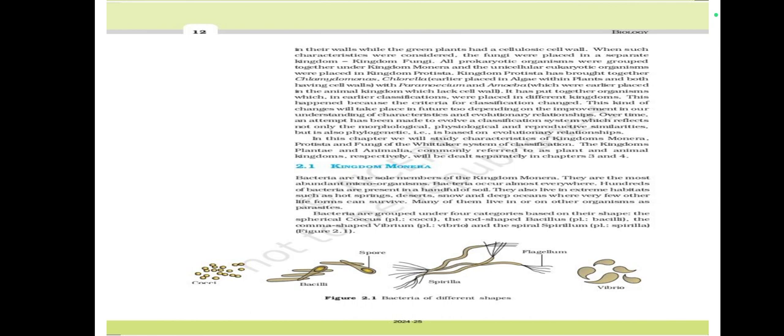In this chapter, we will study characteristics of kingdom Monera, Protista, and Fungi of the Whittaker system of classification. The kingdoms Plantae and Animalia, commonly referred to as plant and animal kingdoms respectively, will be dealt with separately in chapters 3 and 4. Kingdom Monera. Bacteria are the sole members of the kingdom Monera. They are the most abundant microorganisms.